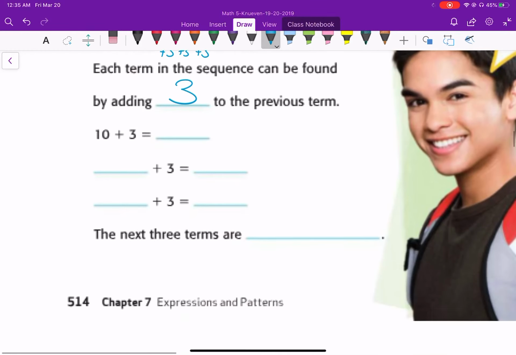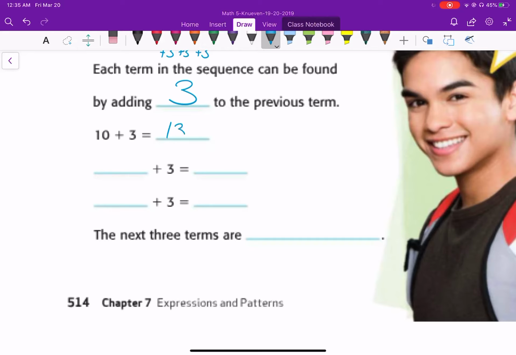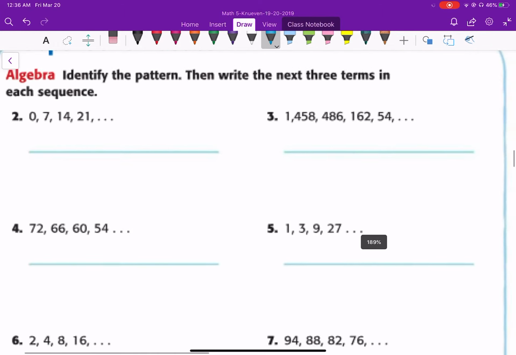If we need to identify the next three terms, 10 plus 3 is 13. I'm going to make that my starting point and say 13 plus 3 is 16. Again, that's where I start from. 16 plus 3 is 19. So the next three terms are 13, 16, and 19. All right, let's do a few more examples here.